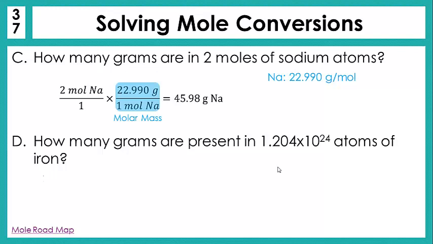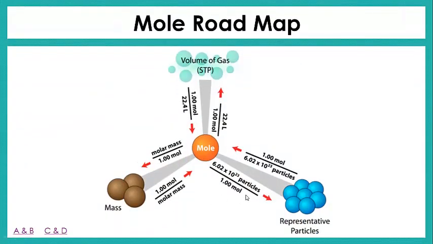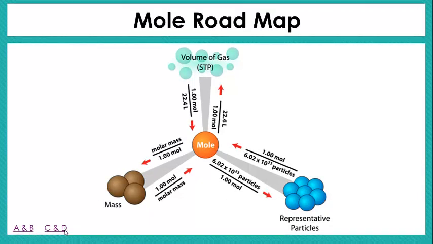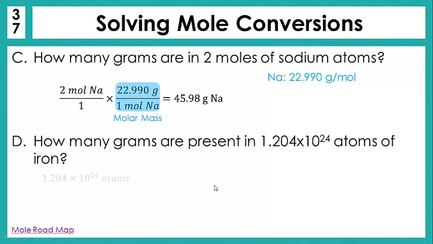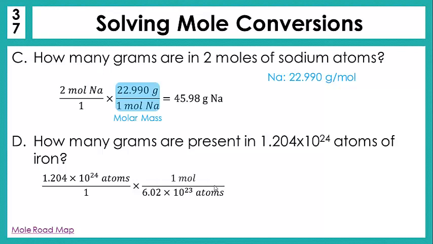Next one, how many grams are present in 1.204 times 10 to the 24th atoms of iron? So I'm starting with atoms, which are particles, and I need to go from atoms to moles and then moles to mass. So this is a 2-step conversion problem. So I'll start with what I'm given over 1. I want to cancel out atoms, so that has to go on bottom, and mole goes up top. This conversion factor is just Avogadro's number, how many atoms are in a mole.